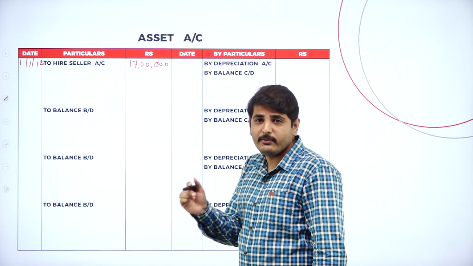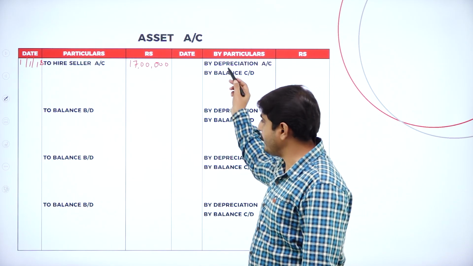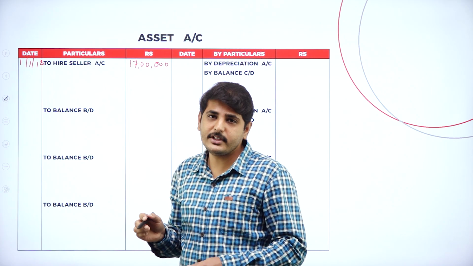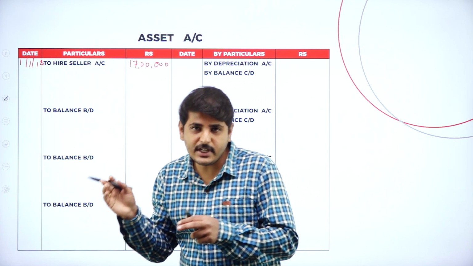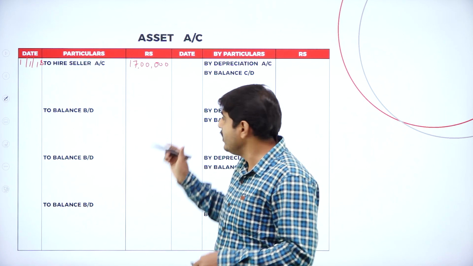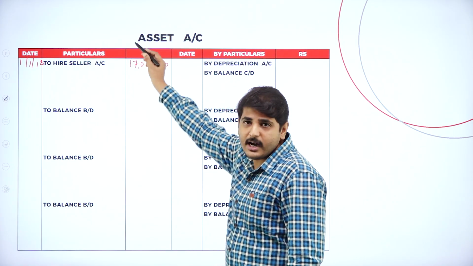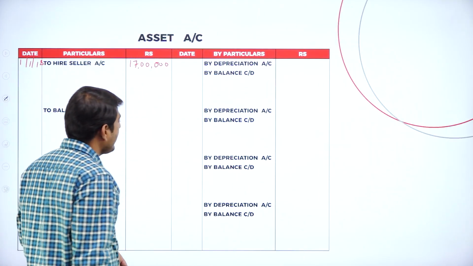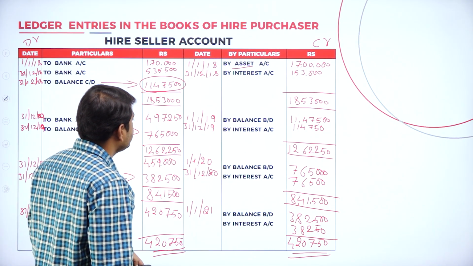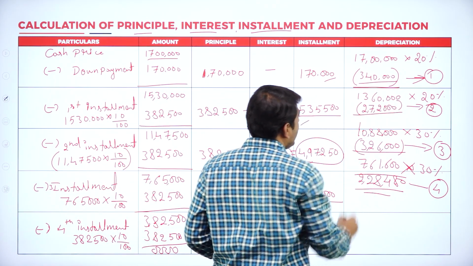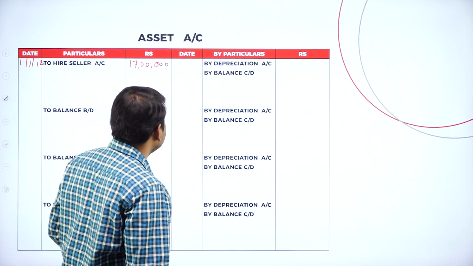Now what is the first depreciation? Where does depreciation appear in the journal entry? While calculating the depreciation, the journal entry appears as depreciation account to asset account. What is the first year depreciation? Let's see. This is the first depreciation: 3,40,000.